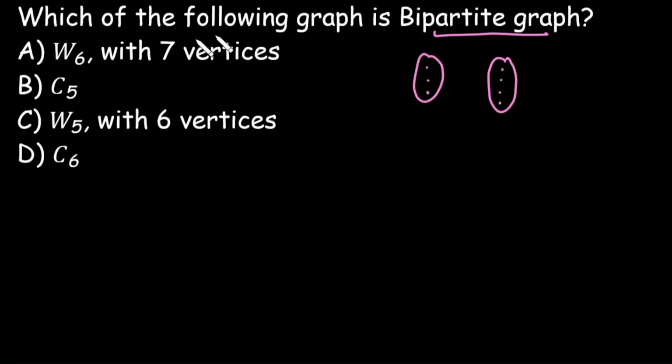W6. W6 means there are 6 vertices of the cycle, formed with the help of cycle C6 by taking an additional vertex that is connected with all the vertices of the cycle. Now, is this a bipartite graph? No, as this vertex is connected with all the vertices and we cannot make the partition of the vertices.